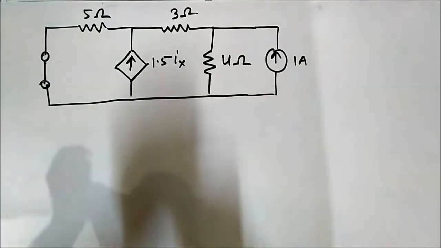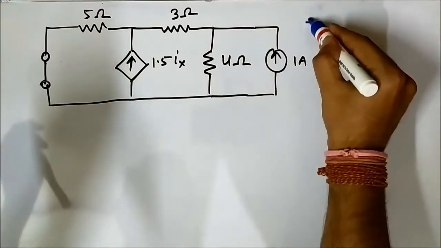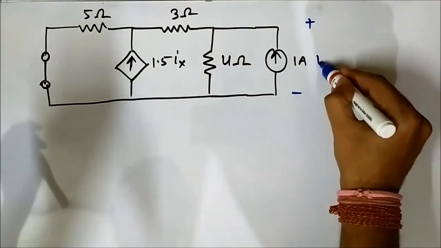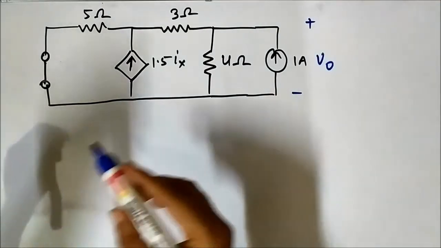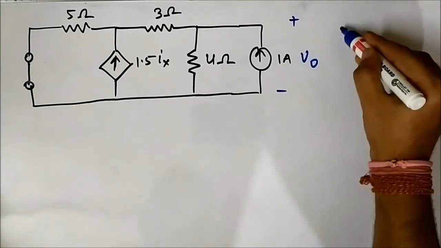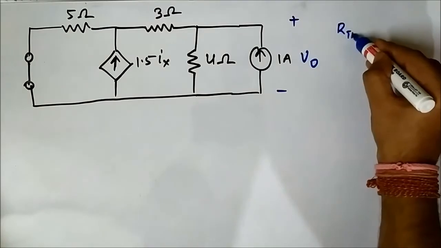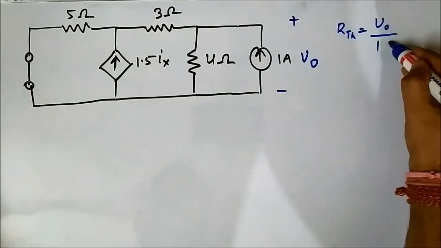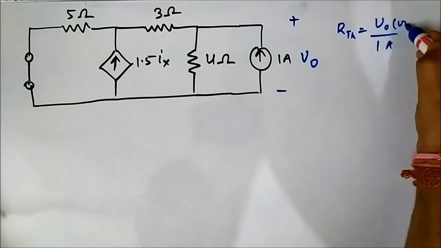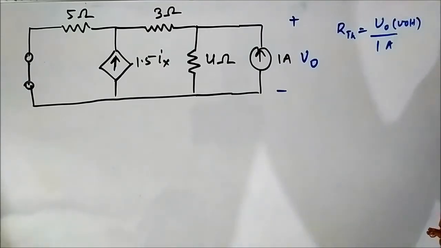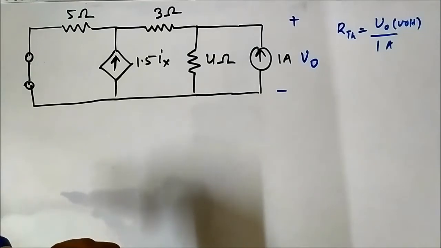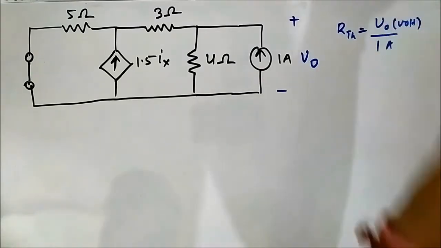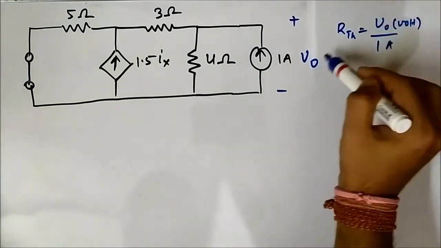Our objective is to find the voltage across this current source, let us call it V0, and RTH will be this voltage V0 by 1. This is in volt, this is in ampere, that will be the RTH. Okay, this is the thing here. So our objective is to find V0.